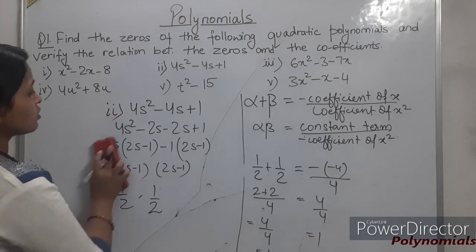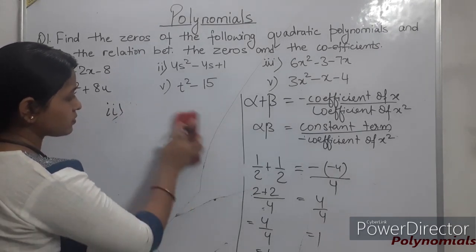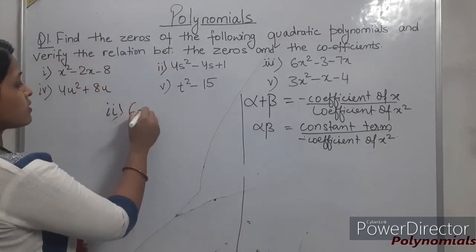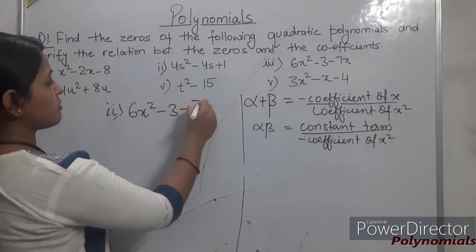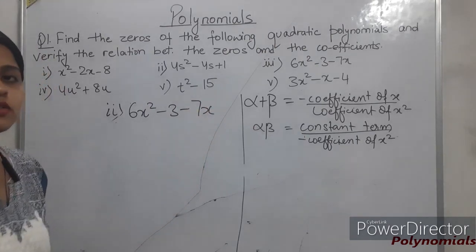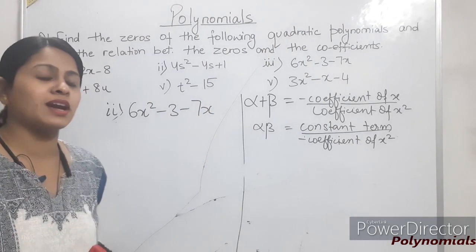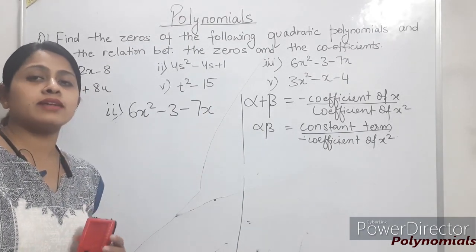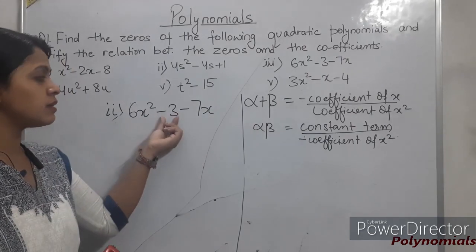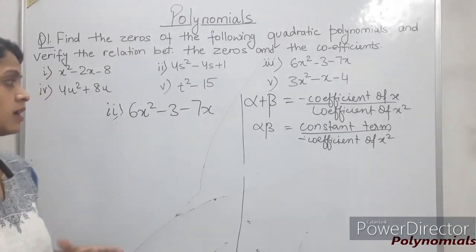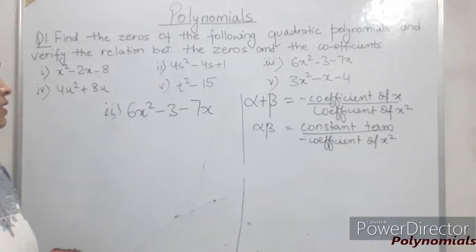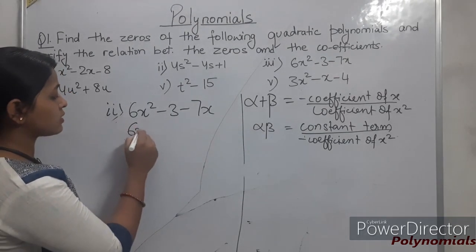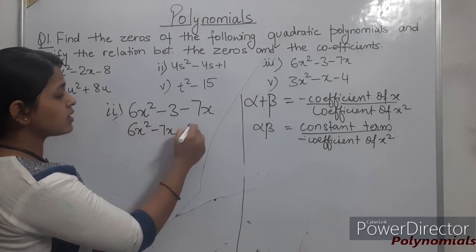Now let's come to see question number 3. Question number 3 is 6x square minus 3 minus 7x. Now this is the question given in a twisted form. Now some children get confused that ma'am has said to split the middle term, and here in the middle term the constant term is written. So no need to worry guys. We just write the question in a proper sequence, that is 6x square minus 7x minus 3.